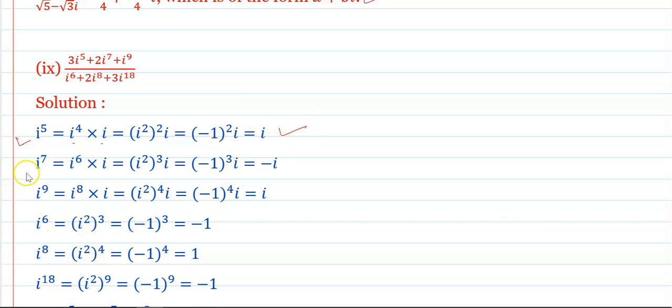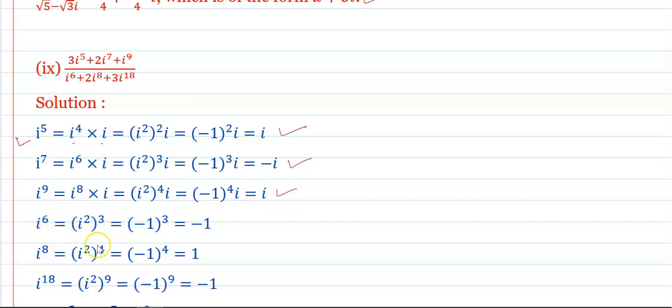i raised to 7 means what? i raised to 6 into i. i raised to 6 means i square bracket cube. I square is minus 1. Minus 1 raised to 3 into i gives minus i. i raised to 9 means i raised to 8 into i. i raised to 8 means i square bracket raised to 4. I square is minus 1. Minus 1 raised to 4 into i gives i.